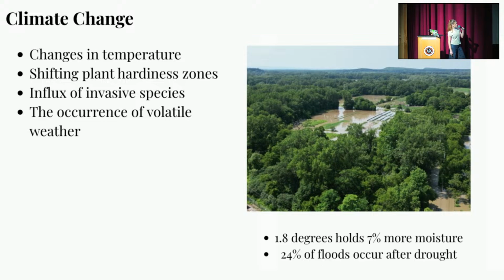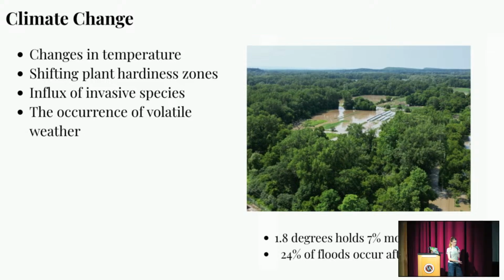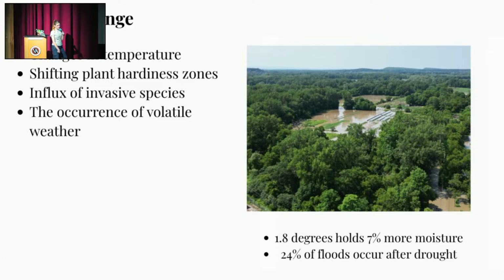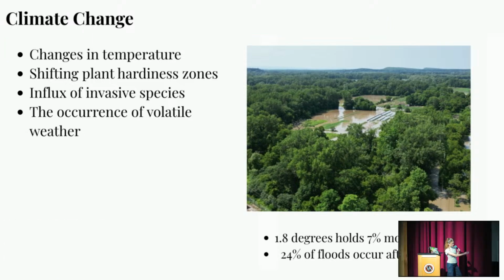Finally is the occurrence of volatile weather. So as many of you may know, in 2024 alone, there were 4 devastating floods that hit Vermont. This is because for every 1.8 degrees that the atmosphere warms, it holds approximately 7% more moisture. So warmer air has a greater capacity to hold moisture. Eventually, this moisture releases precipitation and leads to floods.